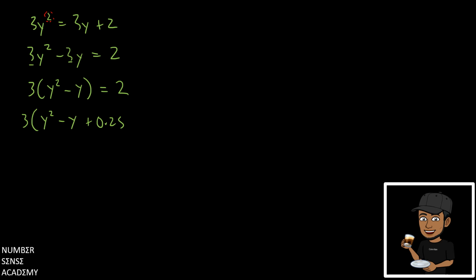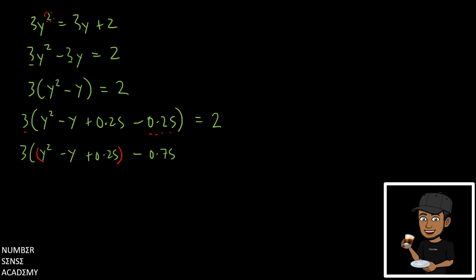And 3 times y squared minus y plus 0.25. And then remember, I need to subtract this 0.25. And then what I have is equal to 2. So what this works out to is, remember, this 3 gets applied to this negative 0.25. So what I end up with is 3 times y squared minus y plus 0.25. These are untouchable because this is where my perfect square comes from. And then I have minus 0.75.